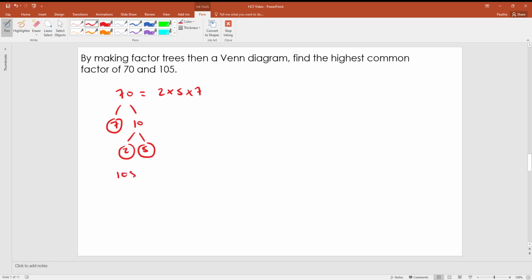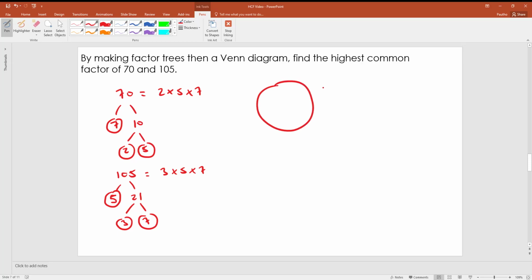And then 105, well, it's definitely in the 5 times table. And how many 5s are 105? 21. 5 is prime. 21 is not prime. It is 3 times 7, but they're both prime. So this is going to be 3 times 5 times 7.